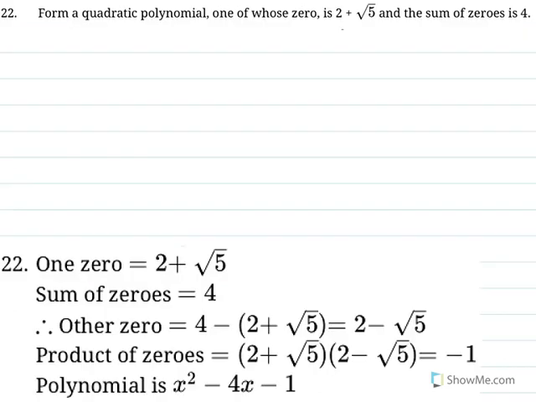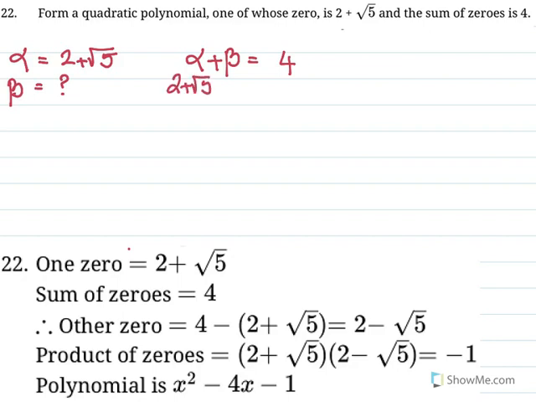Find the quadratic polynomial, one of whose zero is 2 plus under root 5, and the sum of the zeros is 4. So here we have one zero, that is alpha is given as 2 plus under root 5. And they said sum of the zeros is 4, which means alpha plus beta equal to 4. Now we know alpha, we need to know beta. Beta is a question mark. So let's find beta.